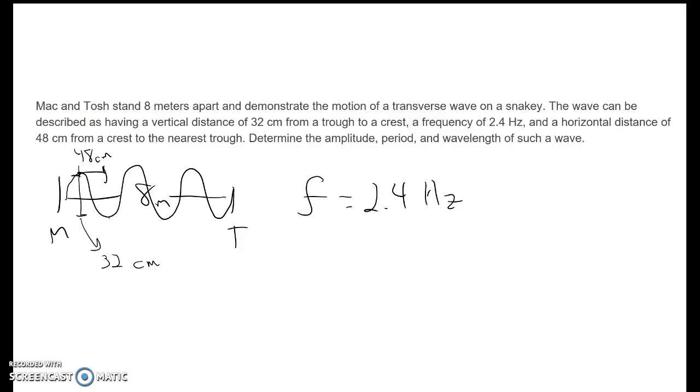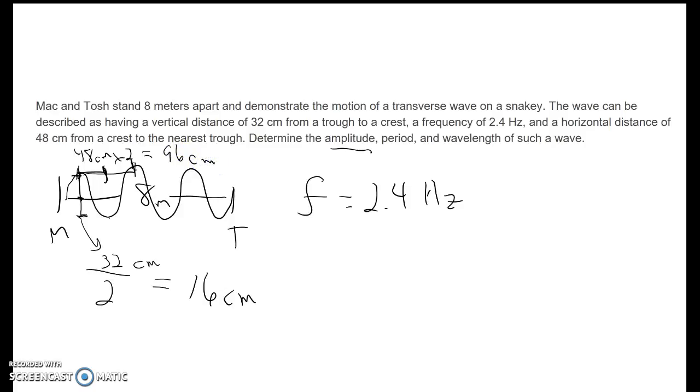As we look at this, we want to find the amplitude first, since that's first on our list. Amplitude is the distance from rest position up. Since from here to here is 32, half that would be my amplitude, so 32 divided by 2. My amplitude is 16 centimeters. Now my wavelength. Wavelength would be from crest to crest. From crest to trough is 48, which is half of going from crest to crest. So 48 times 2 would be my wavelength, which is 96 centimeters.